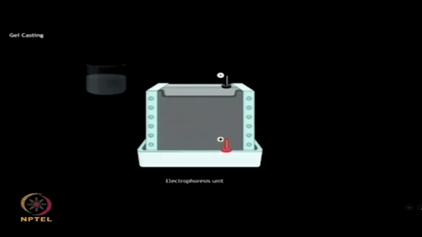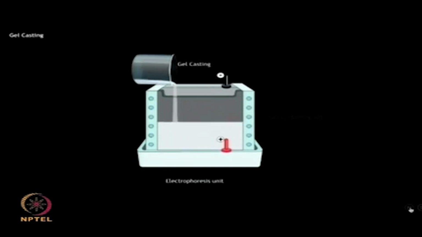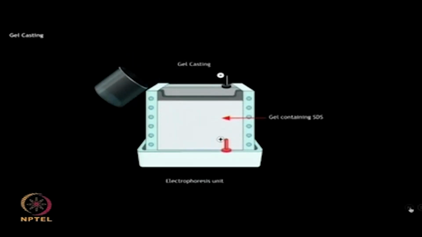Sodium dodecyl sulfate polyacrylamide gel electrophoresis, SDS-PAGE. In this animation, you will see various steps involved in separating proteins based on their molecular weight. First of all, the polyacrylamide gel containing SDS is cast between the glass plates as a vertical slab in the same buffer that is used for electrophoresis.